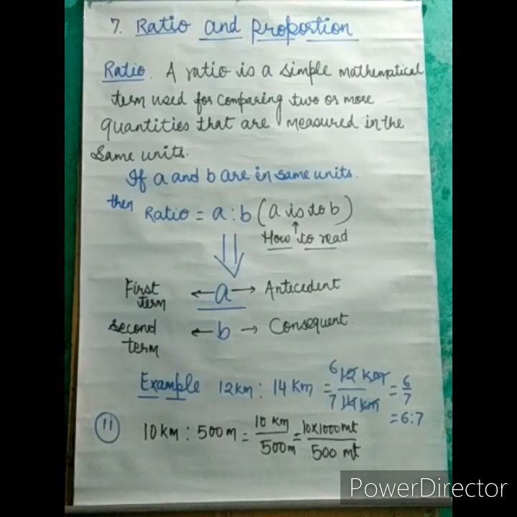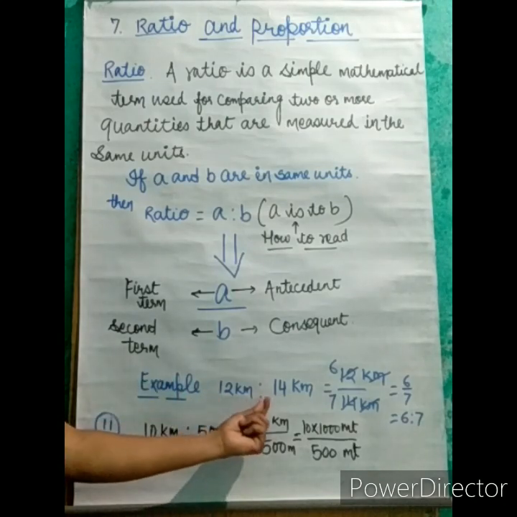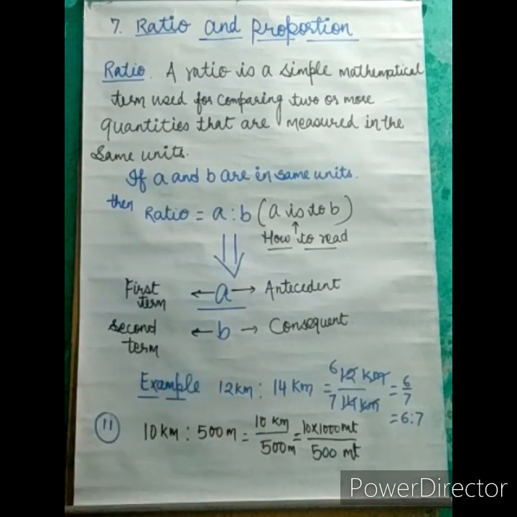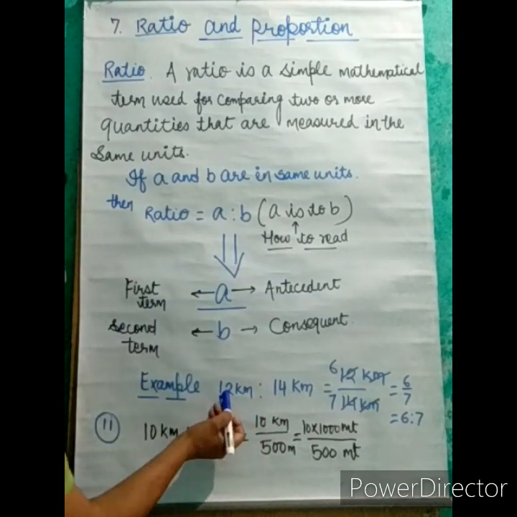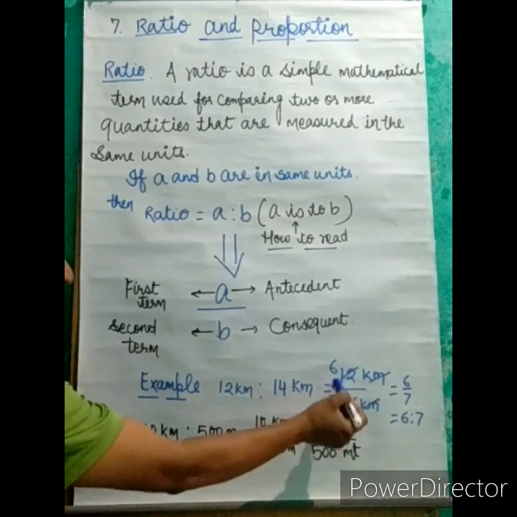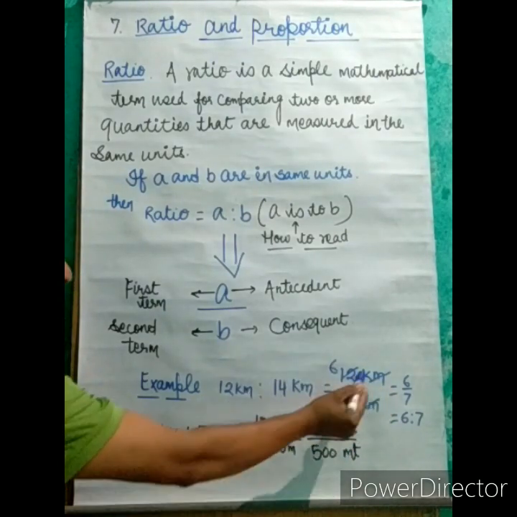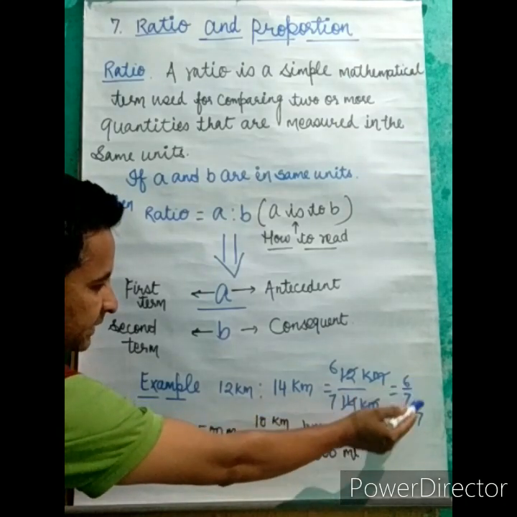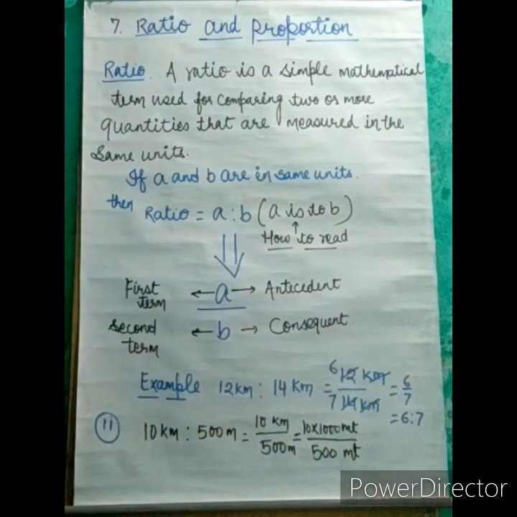For example, we were talking about both quantities being in the same unit. Now you can see 12 is to 14. Both are in kilometers, so we can form a ratio between these. We can write 12 over 14. You can cancel the kilometer. 12, 14 cancel by 2, 6 over 7. So here we have 6 over 7, 6 ratio 7.